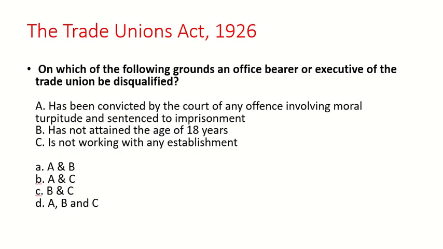Next question, on which of the following grounds is an office bearer or executive of a trade union to be disqualified? They have given three statements. Has been convicted by a court of any offence involving moral turpitude and sentenced to imprisonment, has not attained the age of 18 years, is not working with any establishment. Options: A and B, A and C, B and C, A, B and C. Correct answer is A and B.